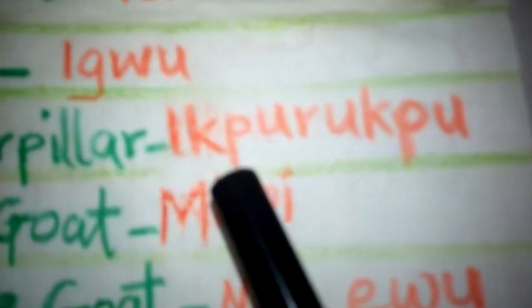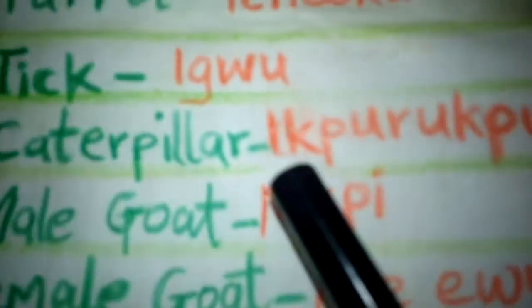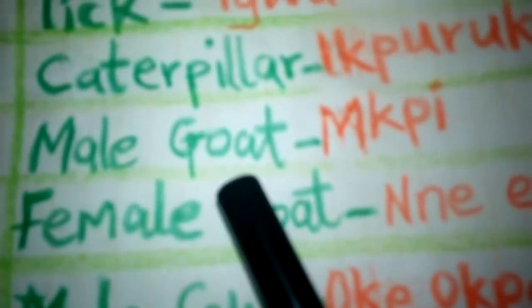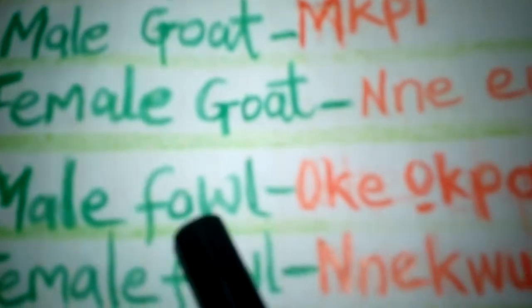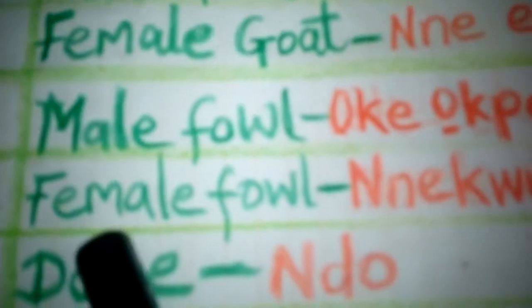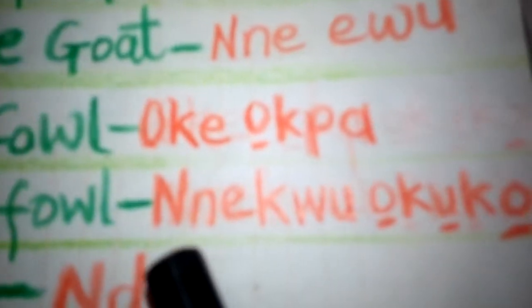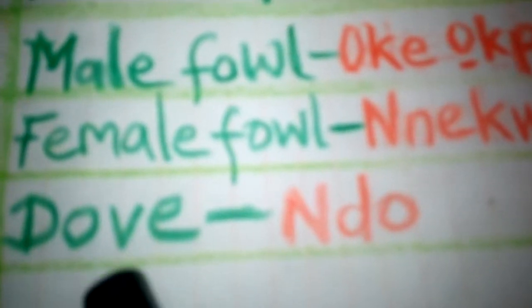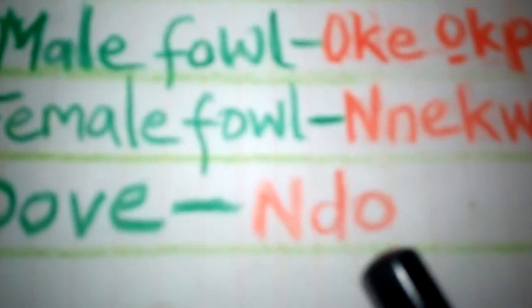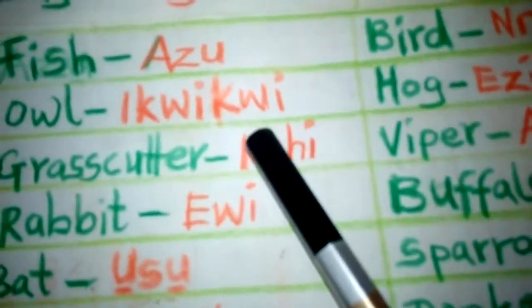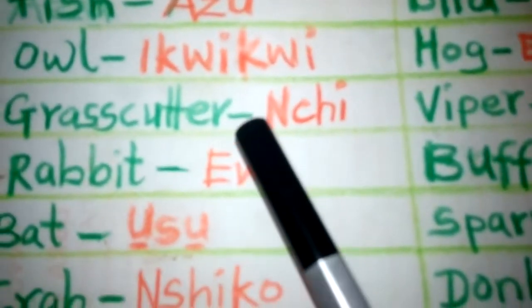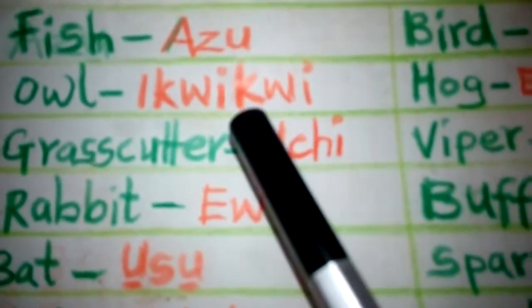Caterpillar, iburubu. Male goat is mbi. Female goat is newu. Male fowl, okoba, okeoba. Female fowl, newu okoko. Dove, ndo. So this male and female, I will be showing you the male and female of other animals and what they are called during the review. I will show you the pictures.